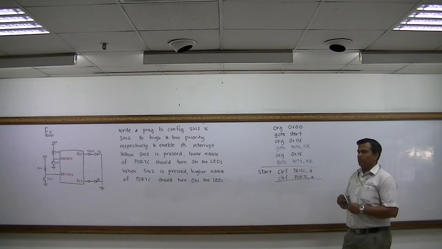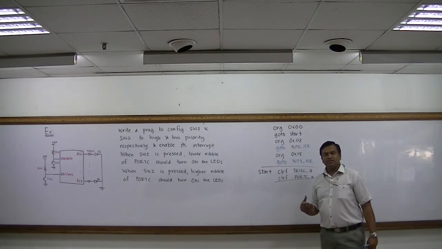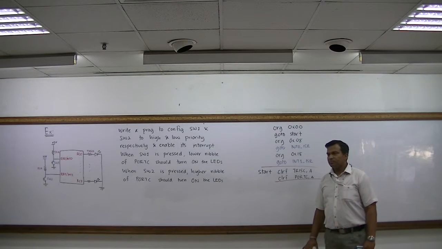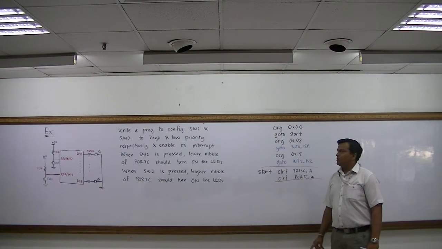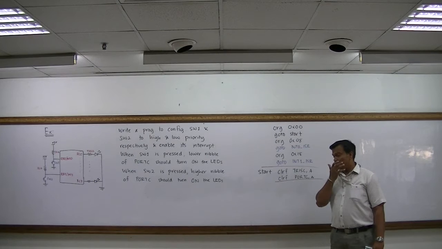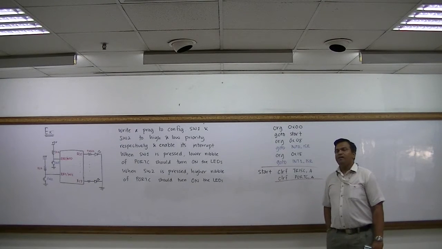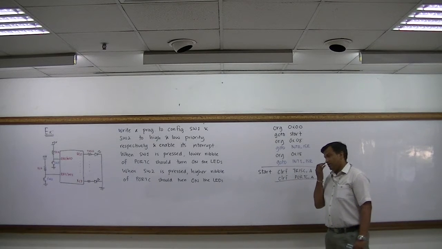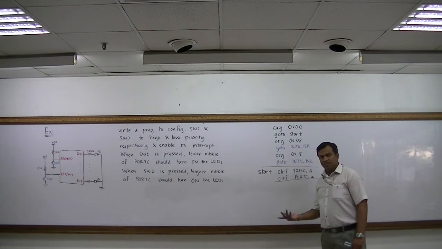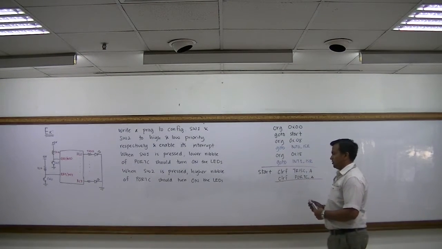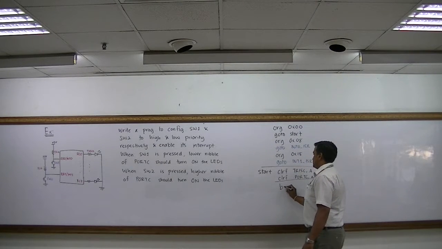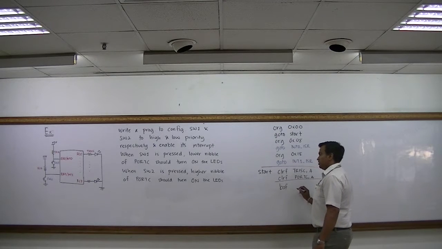So the next thing you can do is write the instructions to configure interrupts. Now here we have two interrupts. What is the first source of interrupt? 90. Second one? 91. So you can do it one after the other, not a problem. What's the first thing that you need to do? You need to enable the priority scheme.